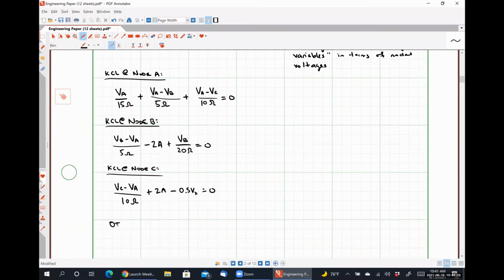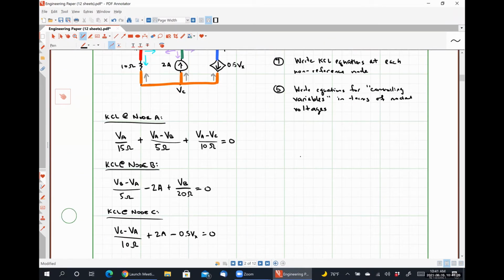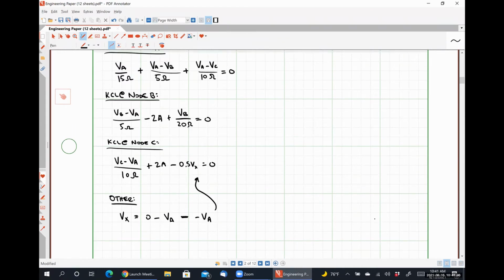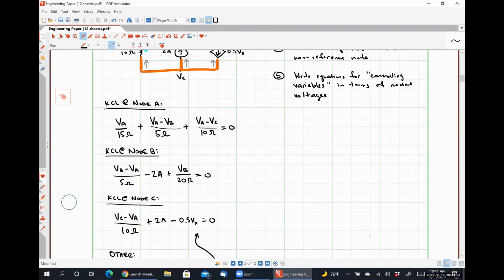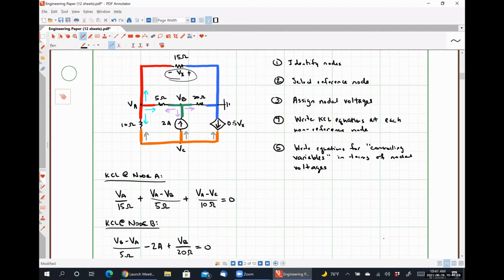So I'm going to call this guy another equation here. So Vx is equal to the voltage present at the positive polarity terminal, which is ground, minus the voltage present at the negative polarity terminal, which is Va. So from this, we can say that Vx is equal to simply negative Va, and then we could substitute it into this third equation, KCL at node C. So that is what I meant by write equations for controlling variables in terms of our nodal voltages. If our controlling variable were a current, we would have an Ohm's law equation, effectively, where we'd have the difference in nodal voltages divided by some resistor value, but it's all basically the same.